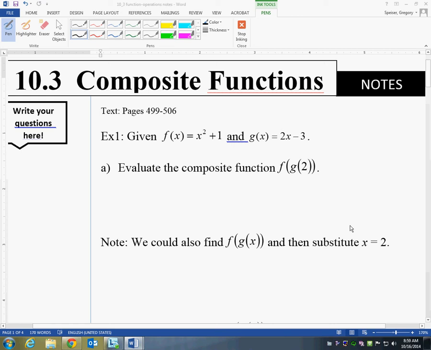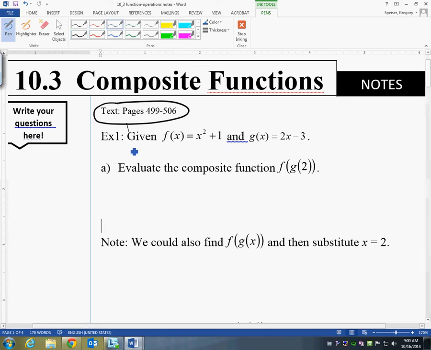To 10.3 Composite Functions. The word composite is related to the word compose. Composite functions are about nesting one function inside of another function. So it's a function of a function. This relates to pages 499 to 506 in your textbook.